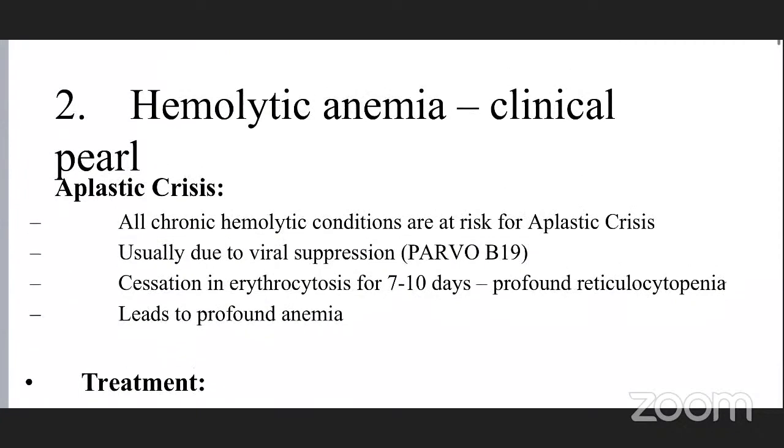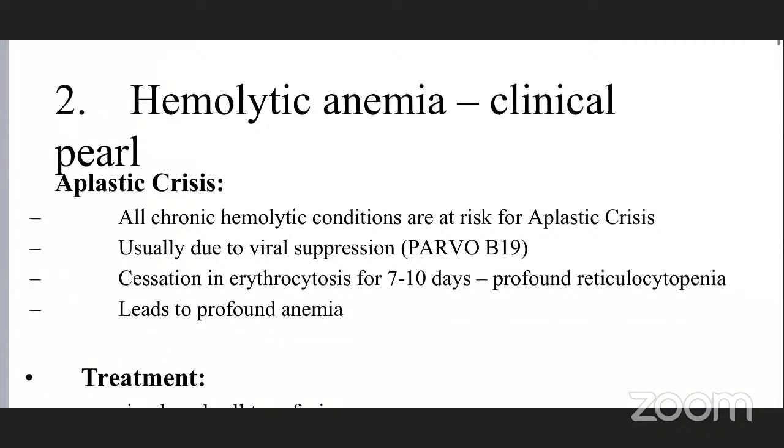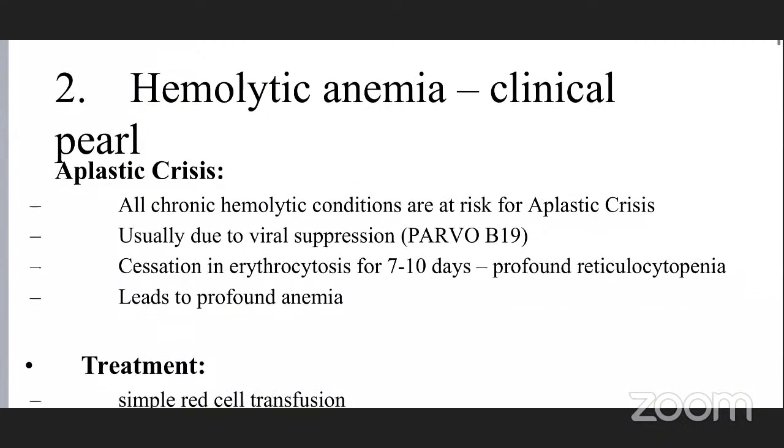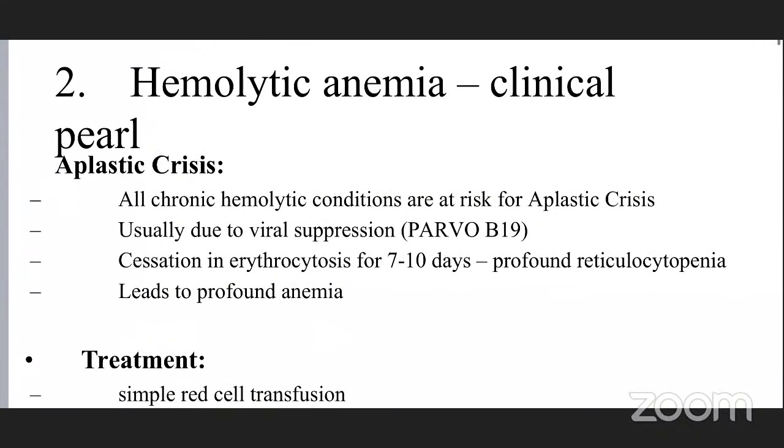There is a risk for all chronic hemolytic anemias to have an aplastic crisis. Usually an aplastic crisis occurs in hemolytic anemias like sickle cell anemia or thalassemia or any other hemolytic anemias, if there is a viral suppression, like parvovirus B19, which is a common cause of aplastic crisis in hemolytic anemias.